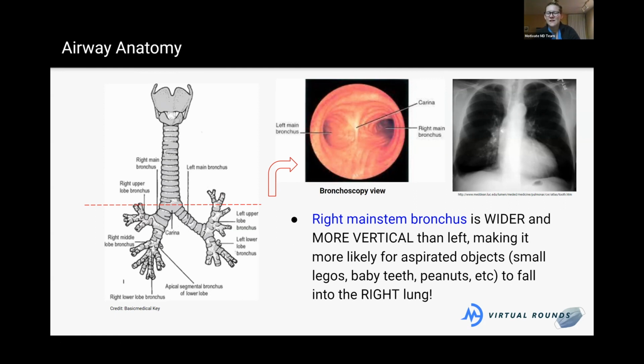So it's more likely that if you were to aspirate something like a Lego or a peanut, or I don't know what else kids put in their mouth, a tooth even, I think this x-ray here is a baby tooth that got into somebody's trachea. It bypassed the epiglottis, fell down past the vocal cords, and then instead of landing just at the trachea, because it splits into two, it went into the right mainstem bronchus. So that's just a little fun fact that it's more likely to go into the right side.